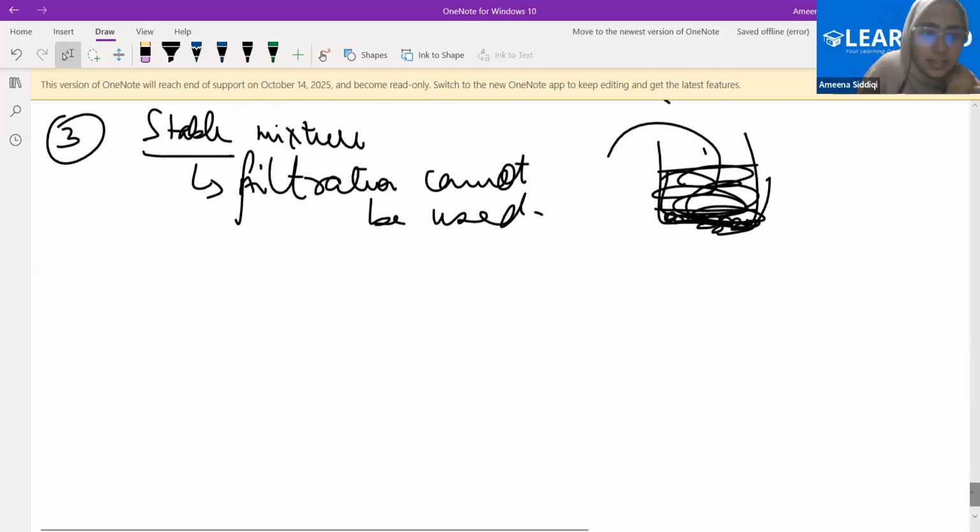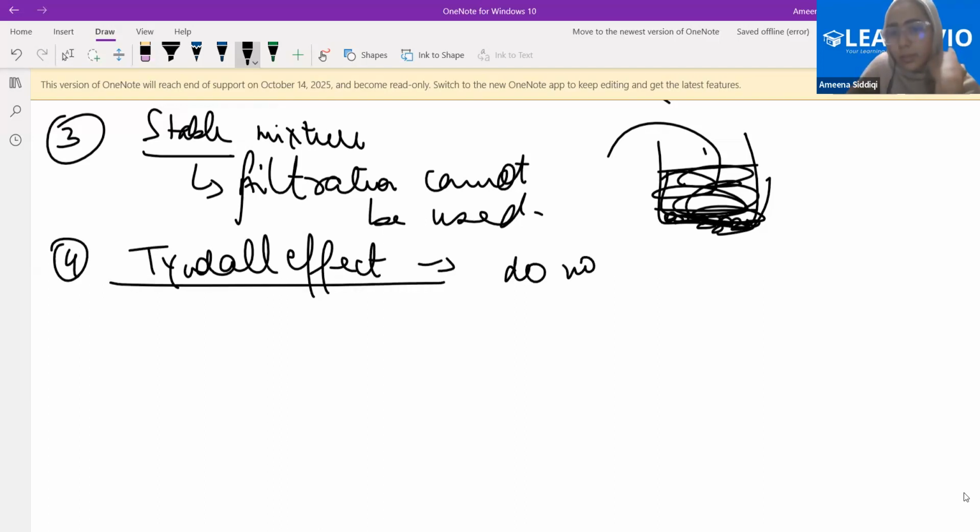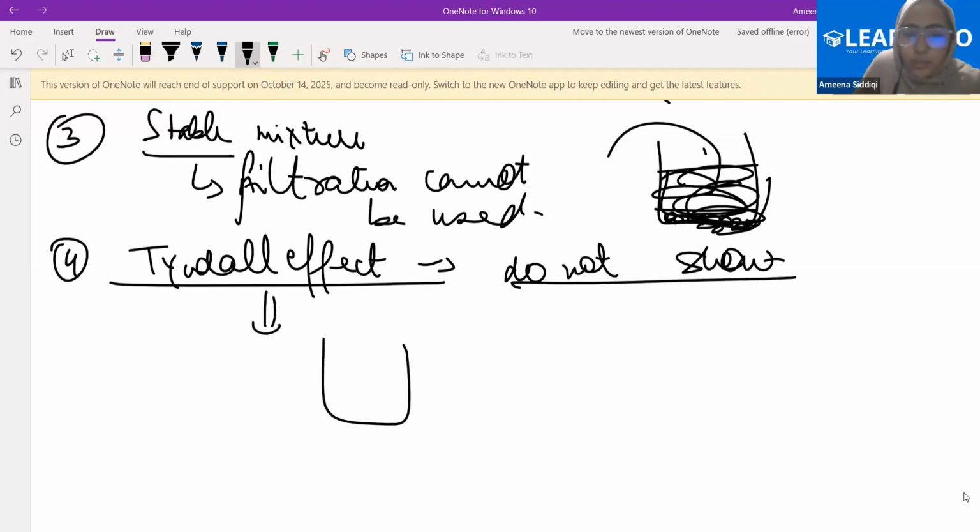And the last point is the Tyndall effect. Solutions do not show the Tyndall effect. Why? What is the Tyndall effect? Let's quickly understand. We have a solution. It will have some particles, right? And we know the particle size is very small.